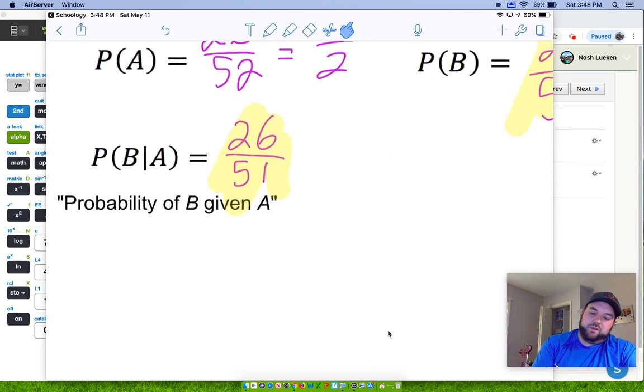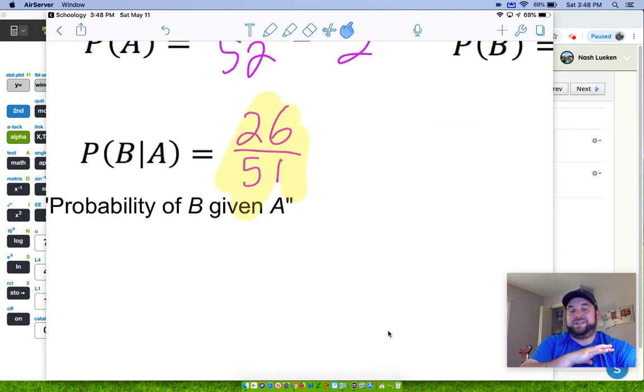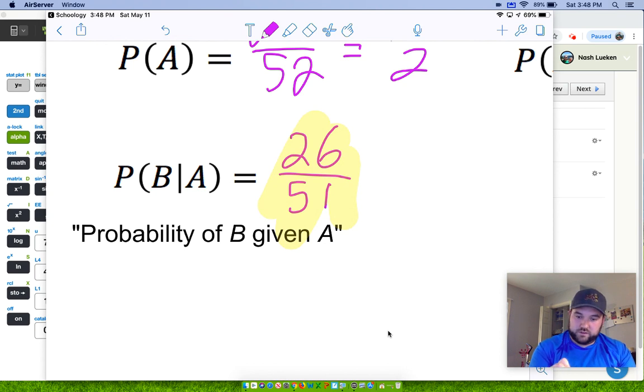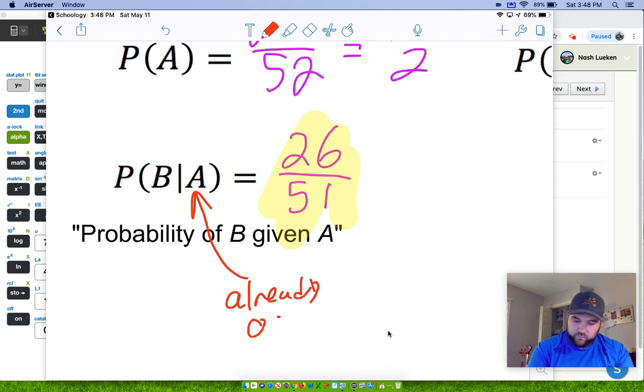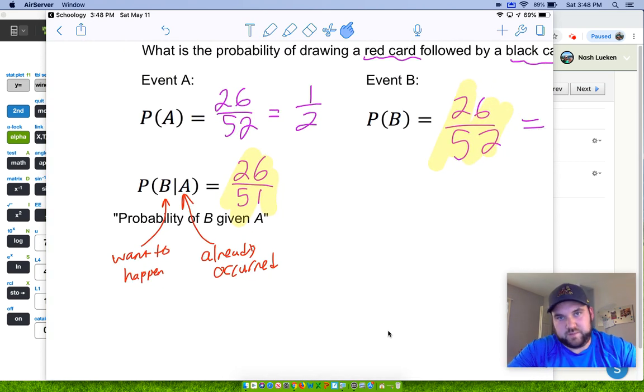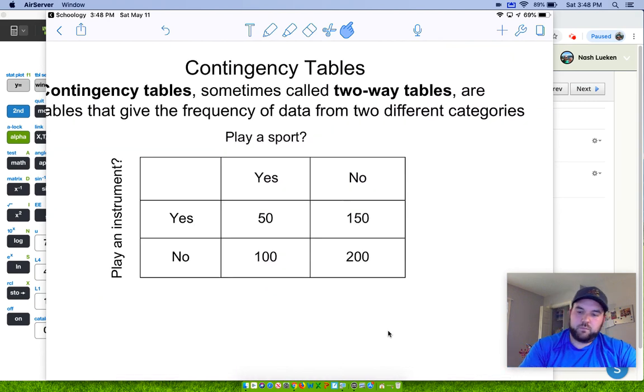So the big thing to take away from this: that tall bar means given. The event that comes after the bar has already occurred. So let's break this down just a second. A has already occurred. And B is what we want to happen. Okay. So whatever event comes after the bar has already occurred.